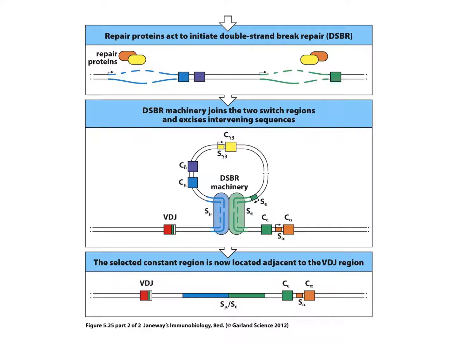Another complex is going to bind that region, and it's going to bring them close together and excise out everything in between. Join together, and this S region, this signal region here, where we had the promoters for mu, for epsilon, is no longer anything of want, so that during transcription, promoter up here, transcribe through VDJ, transcribe this as one long intron, and then transcribe C epsilon.